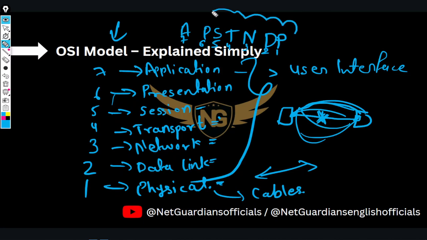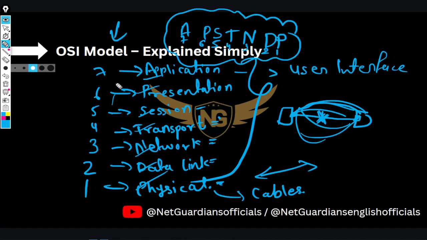Remember this APSTNDP. If it's not easy for you, just remember application, presentation, session, transport, network, data link, physical. It's also simple. If you practice some time, you will get it by heart. If you understand it well, you understood a huge thing, we can say 30% of networking.